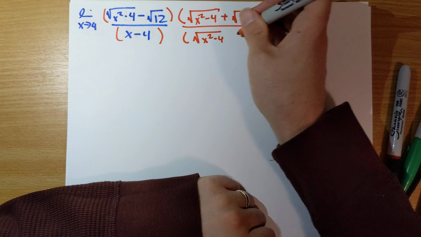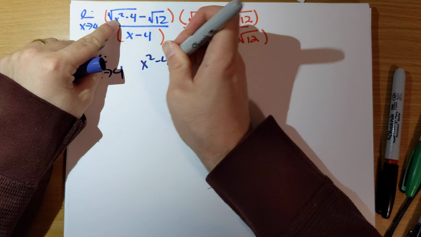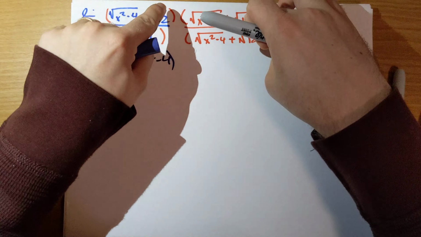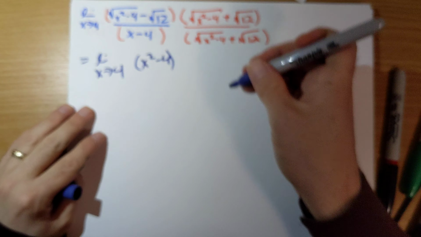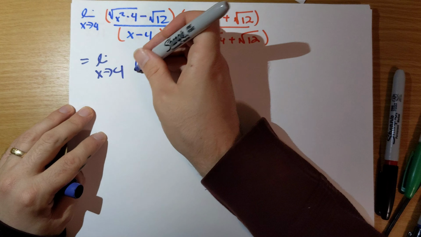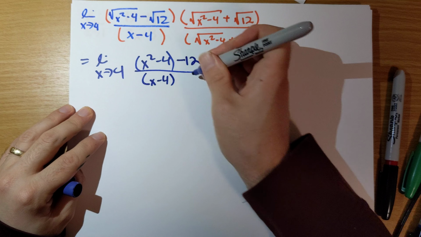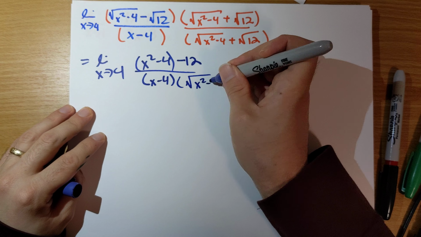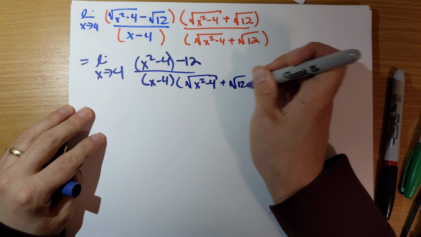Okay, so what do we do here? When we expand out this multiplication, we get the limit as x goes to 4 of: square root of x squared minus 4 times square root of x squared minus 4 is x squared minus 4. This times this minus this times this, those cancel out. Minus square root 12 times plus square root 12 is minus 12. All of this over x minus 4 times square root of x squared minus 4 plus square root 12.